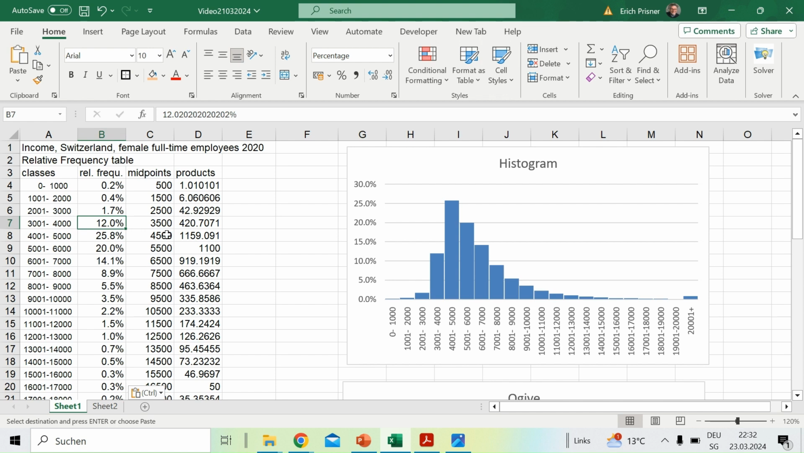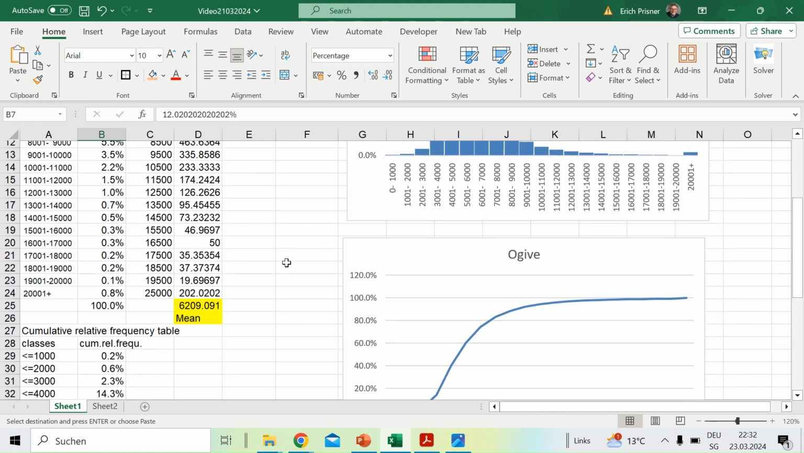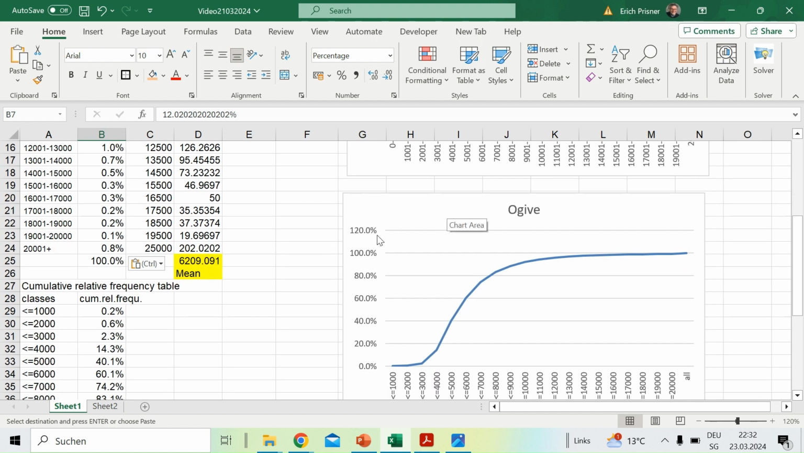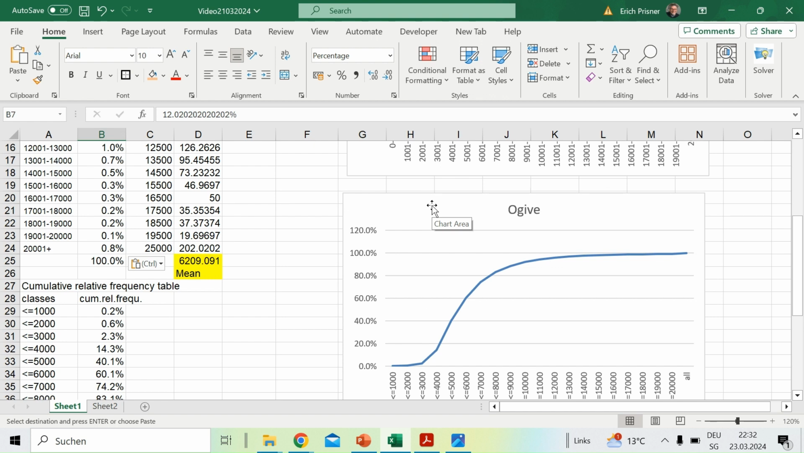This part was what we calculated in part 2. Histogram we did in part 1. Mean we did in part 2. Ogive we did in part 1. And we also did the cumulative relative frequency table in part 1. So that's our starting point, the cumulative relative frequency table and the corresponding graph, which is called the ogive, and it's listed here.